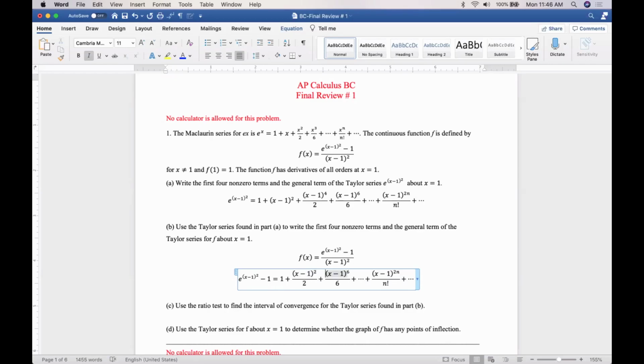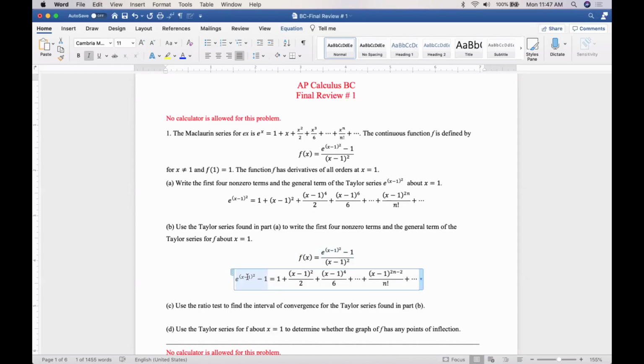How about the next one? What would the exponent be? 4. We subtract exponents when we divide. How about the last one here, the general term? It would be subtract exponent, minus 2. We need 4 terms, right? 1, 2, 3. They ask for 4? Yeah.